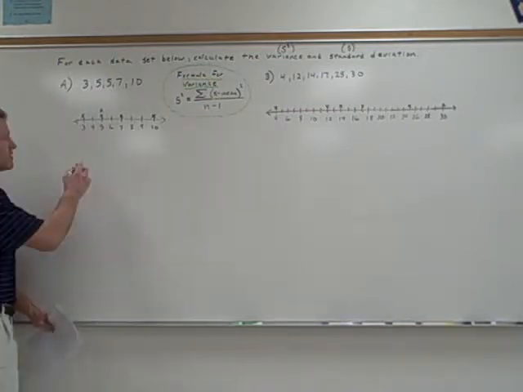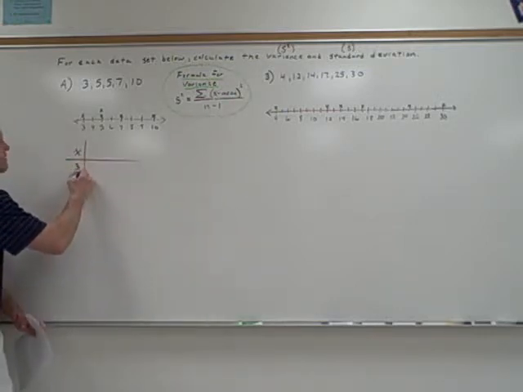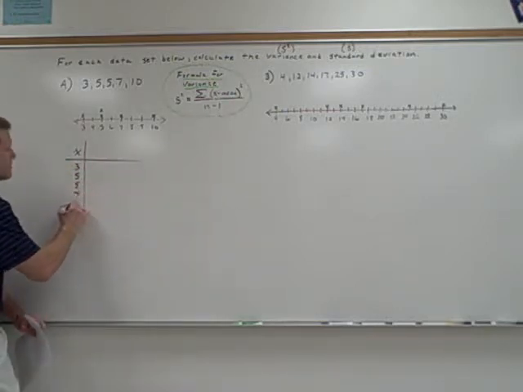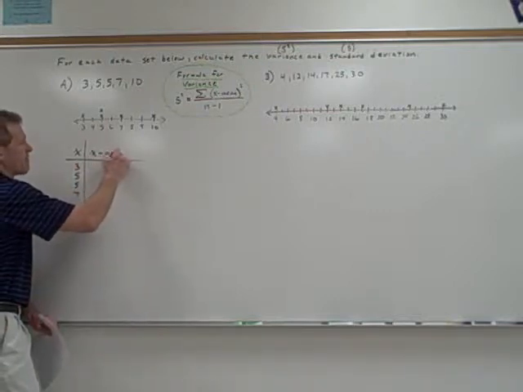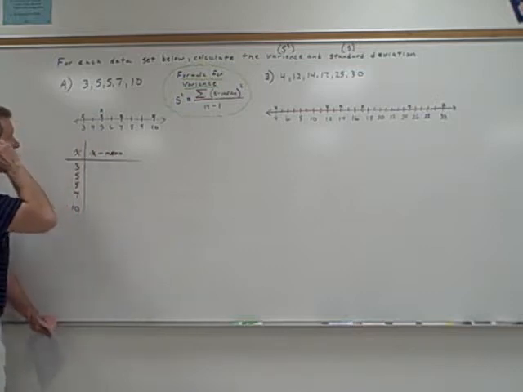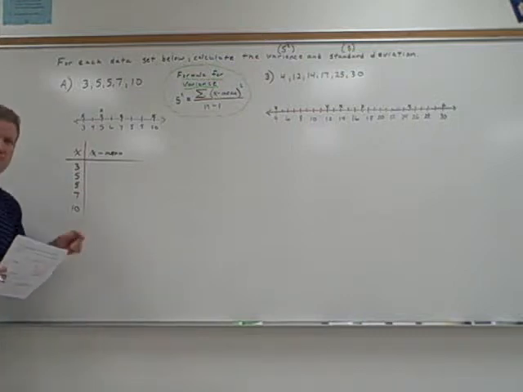Now to do these, what I'm going to suggest is you make a table. You list your X values, in this case 3, 5, 5, 7, and 10. Then you take X minus your mean. To get the mean, you add all these together and divide by 5. So are these little tables going to be on the test? Yes. Yep.